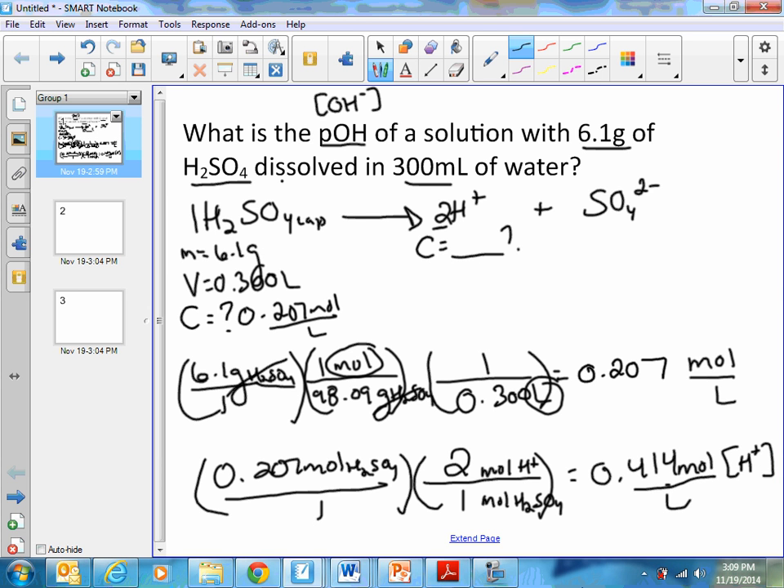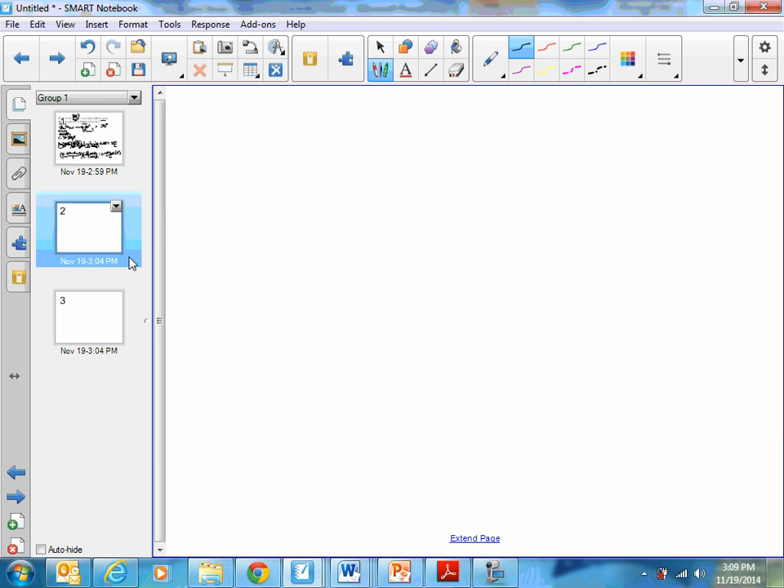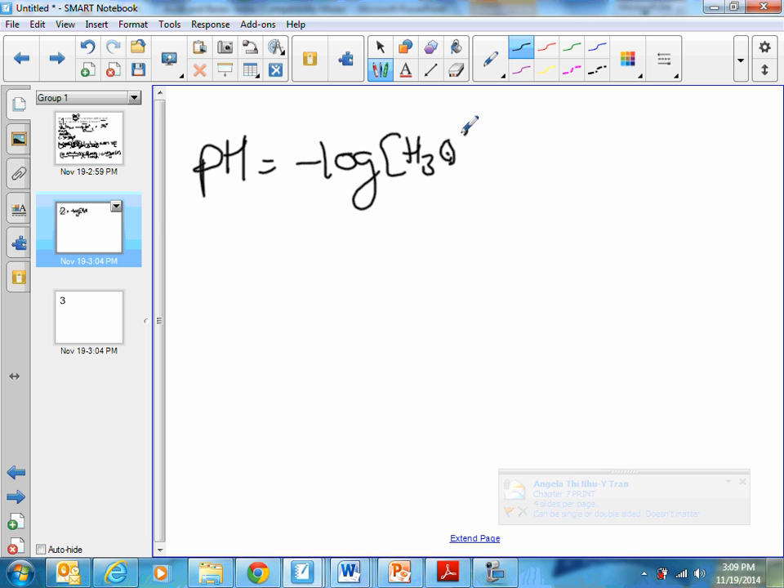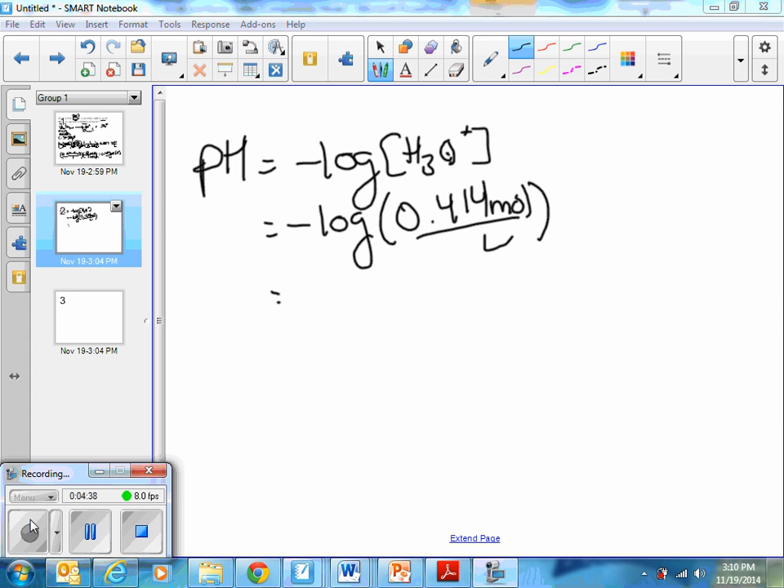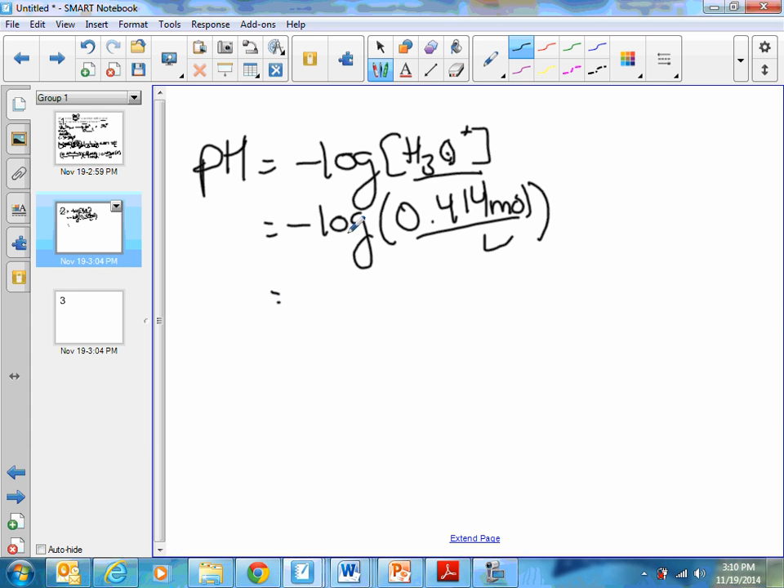So this is only the first step. The question asked me for the pOH. So now that I know the hydrogen concentration, I can use that to find pH. Negative log of hydrogen or hydronium, same thing, is going to give me pH. So negative log of 0.414 mole per liter. All right, so I have hydronium. I can find pH. I end up with 0.383. This is my pH, though.